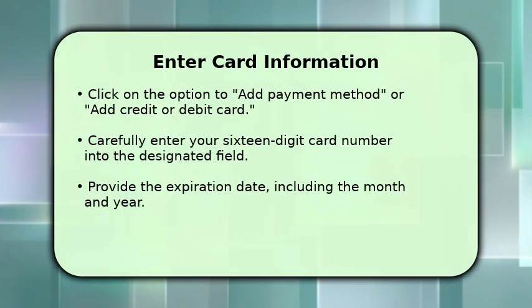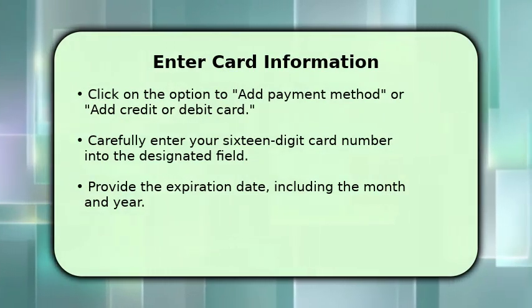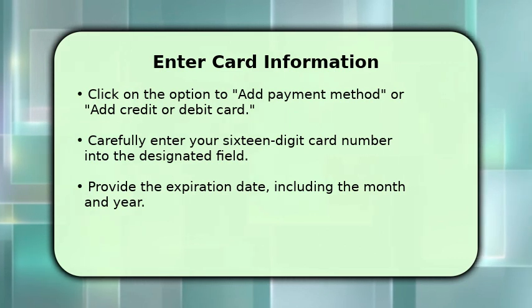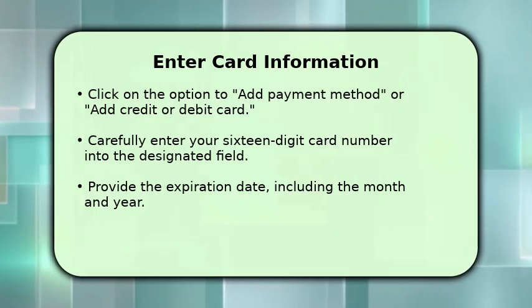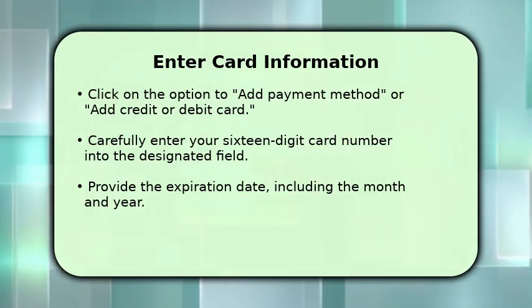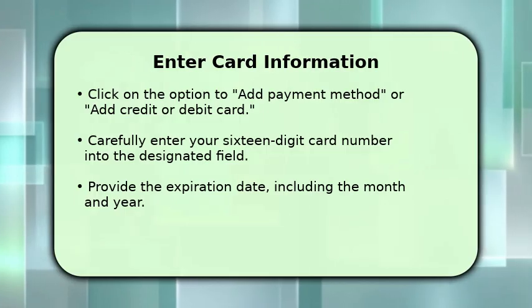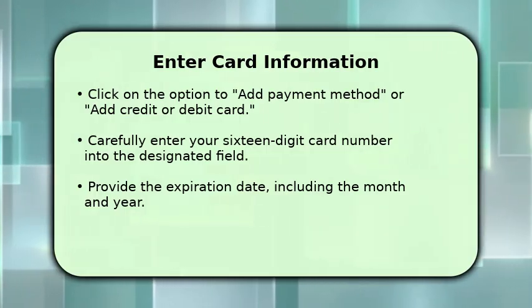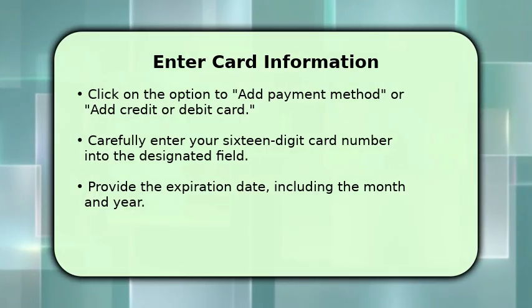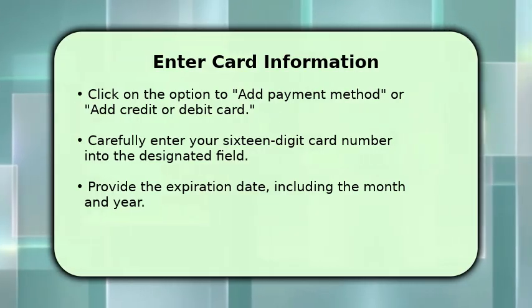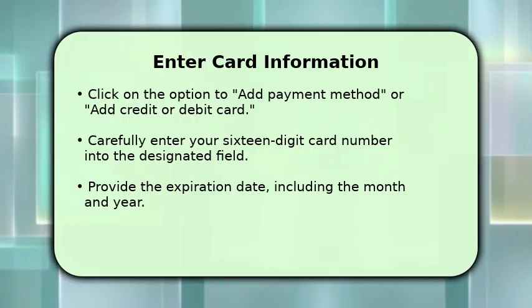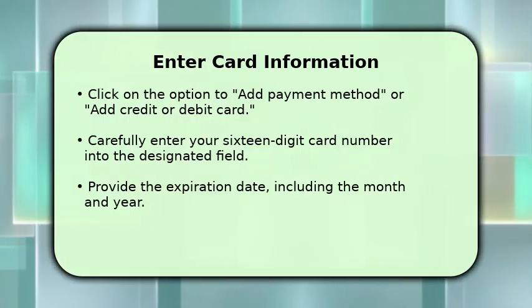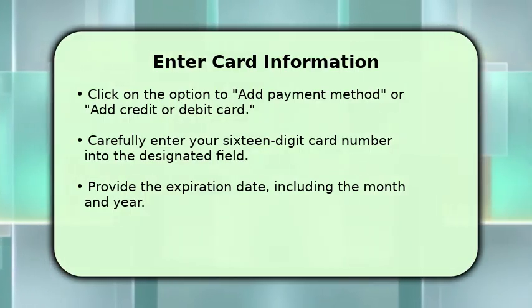Now that you are in the Payment Methods section, click on the button that says Add Payment Method or Add Credit or Debit Card. You will then be prompted to enter your card details. Start by typing in your full 16-digit card number. Next, provide the card's expiration date, including both the month and the year. Don't forget to enter the 3-digit or 4-digit CVV security code, usually found on the back of your card. Finally, input your billing address accurately.